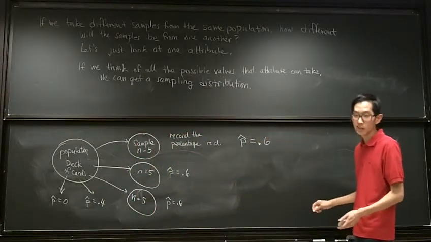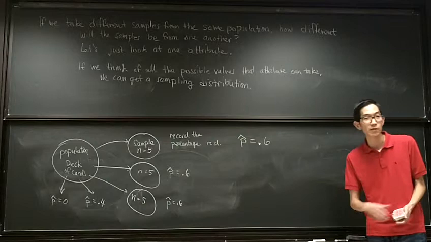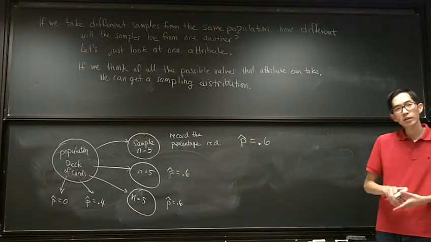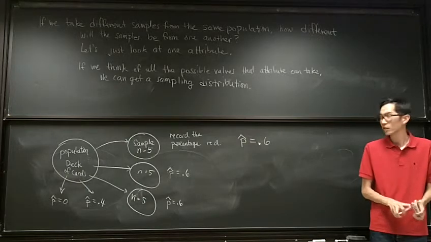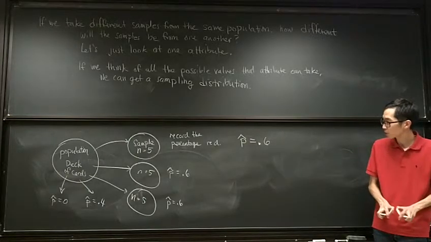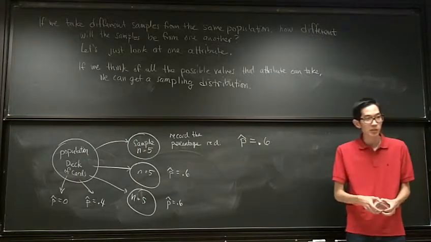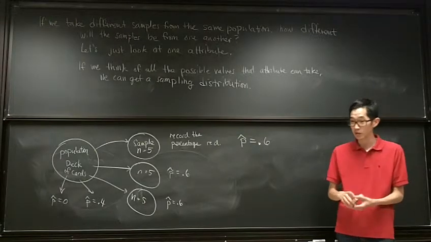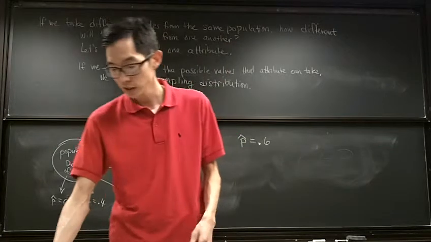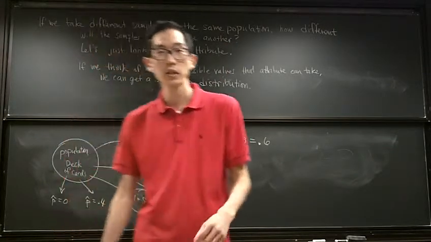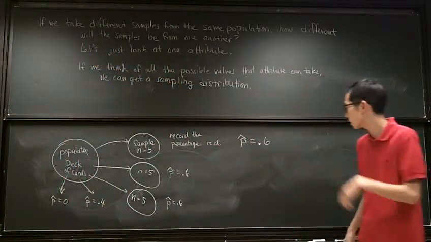So p hat can take on a bunch of different values. What value do you think is going to be the most common? 2 or 3 red. So probably 0.6 and 0.4 are going to be most common. But I could also get 0.2 or 0.8 and 0 or 1. There are different possible values that I could get.